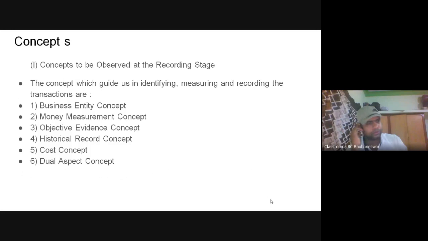there are various concepts. So if we will discuss about different concepts, then it will take a lot of time, so it's not possible to cover all this. So I am only briefing all these. Okay, the first one is business entity concept.